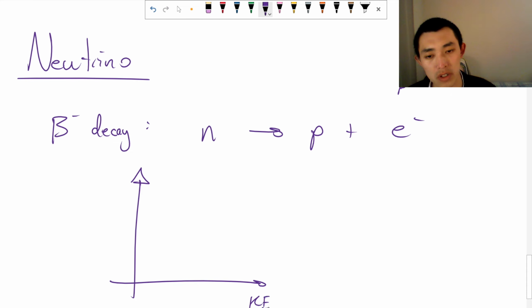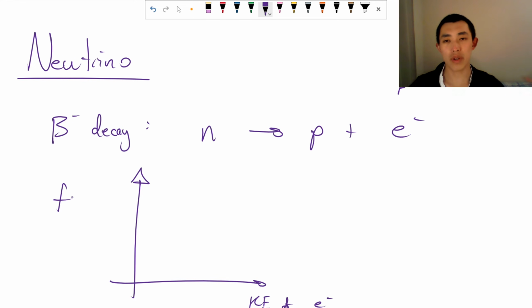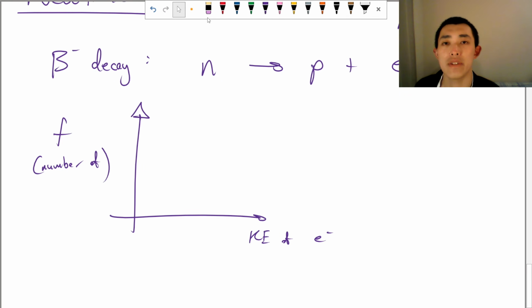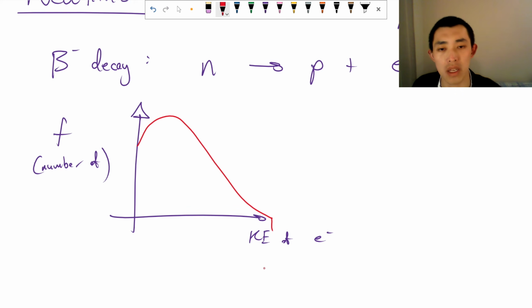There's the kinetic energy of the electron, and on the vertical axis, we have the frequency. This is not frequency like the frequency of a song or the frequency of a note. This is frequency in a mathematical sense, like the frequency of red cars just means the number of them. And so when we graph it, it looks something like this. And the peak might be, say, 1.16 mega electron volts.